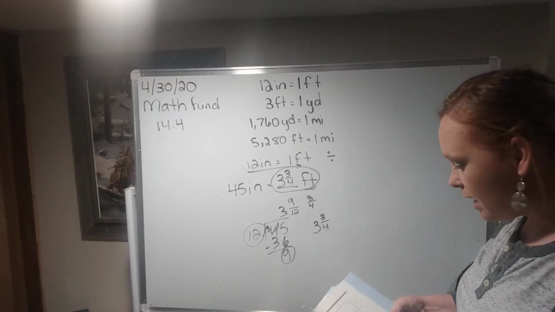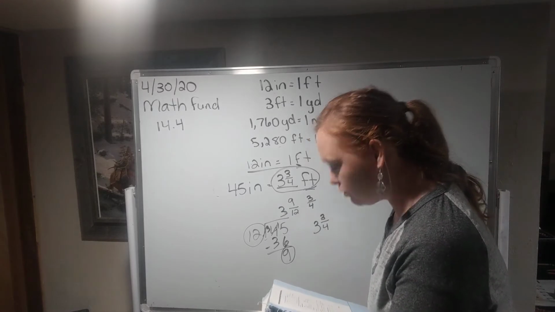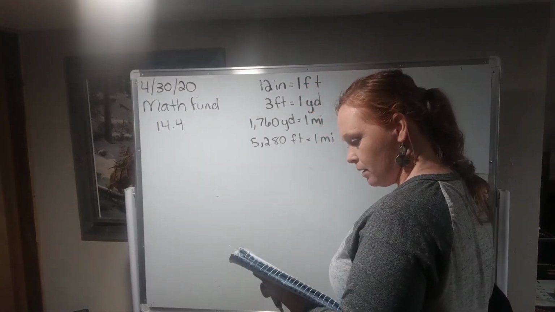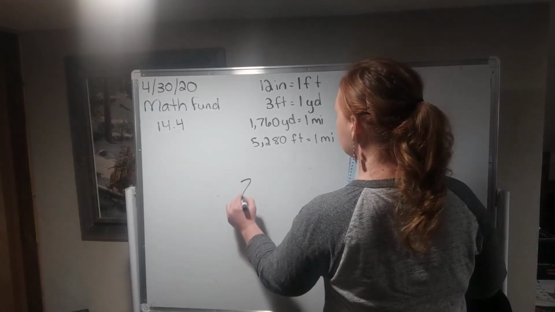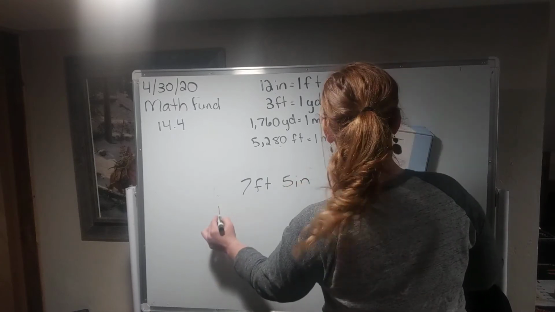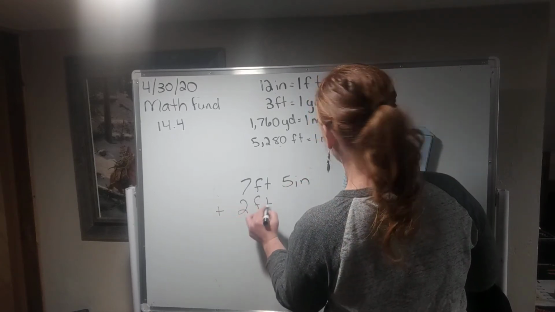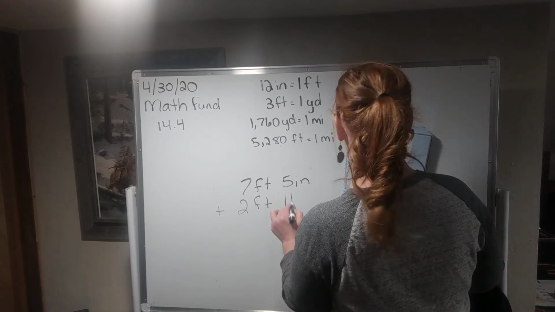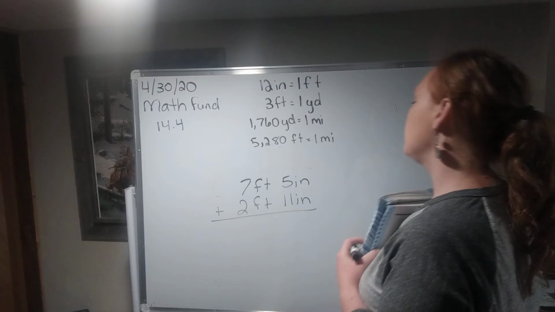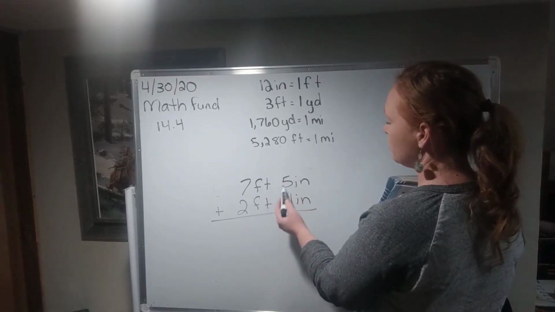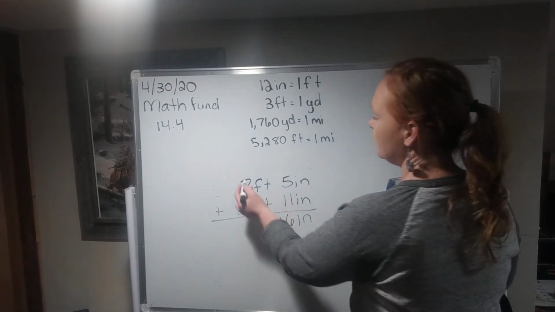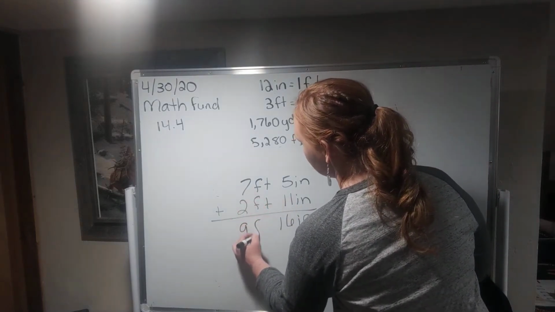Okay, so we have a couple of examples of adding and subtracting measurements. So 7 foot 5 inches plus 2 feet 11 inches. Okay, so let's go ahead and add the inches first. So this will give us 16 inches. Okay, and then this will give us 9 feet.